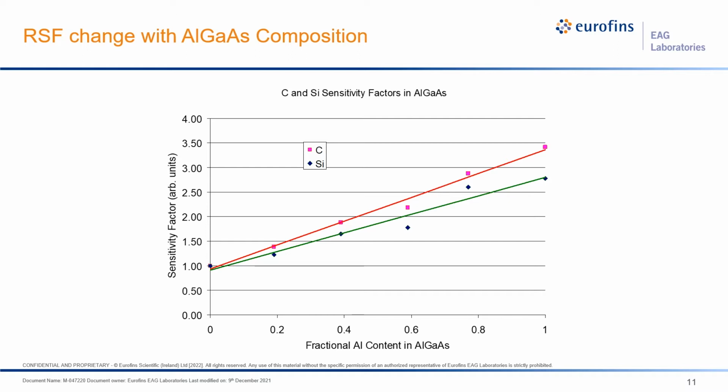And what is most important is the matrix effect. If you were to use the gallium arsenide sensitivity factor to quantify carbon in, say, 80% AlGaAs, which you would find in VCSEL structures, you'll be making close to a factor of 3 error. So this is now very important for calibration of carbon and silicon or other species of interest, to be able to measure these dopant concentrations as accurately as we can and independent of change of matrix composition.